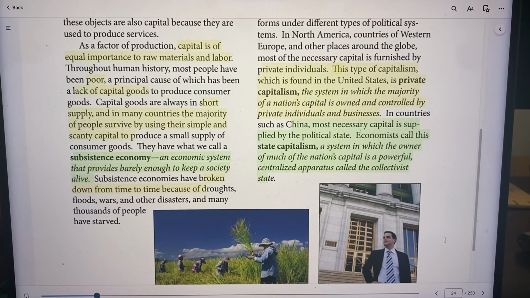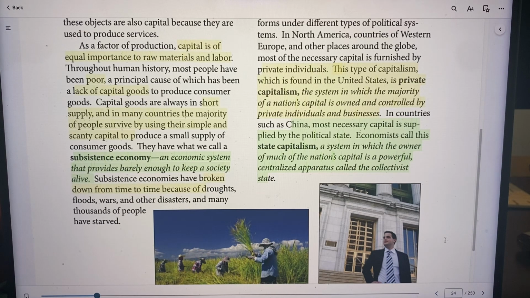The subsistence economy. So what's a subsistence economy? It's an economic system that provides barely enough to keep a society alive. Subsistence economies have broken down from time to time because of droughts, floods, wars, and disasters, and many thousands of people have starved and died because they don't have the foundation of capital to provide more.